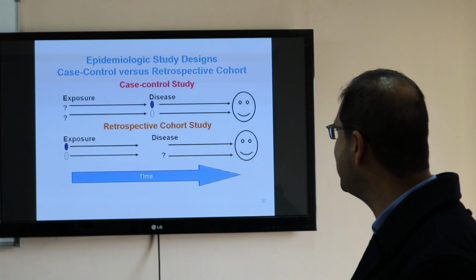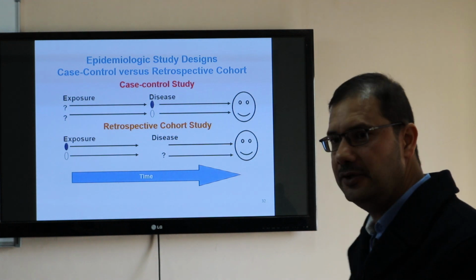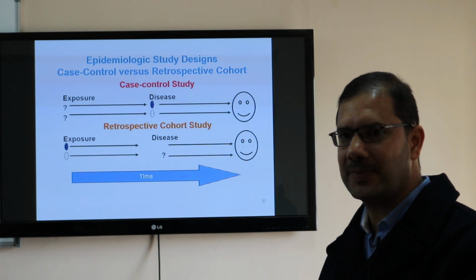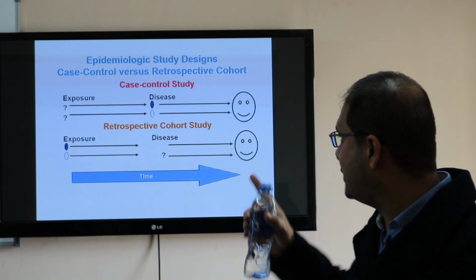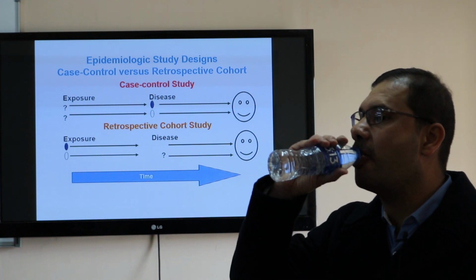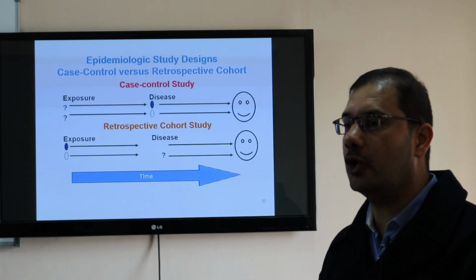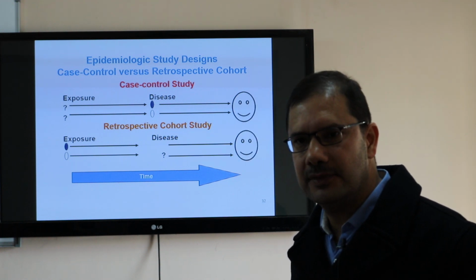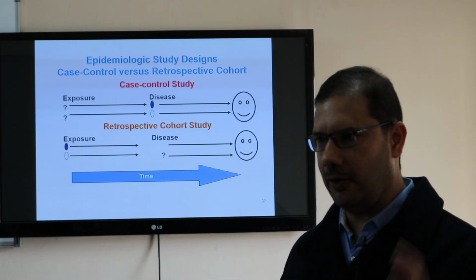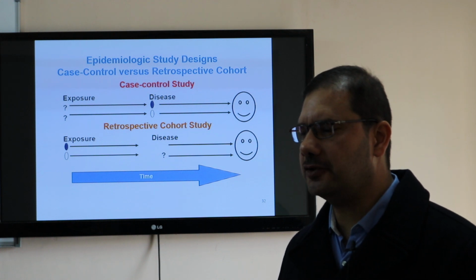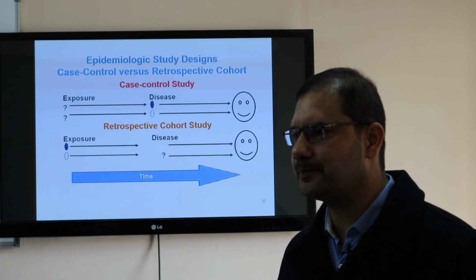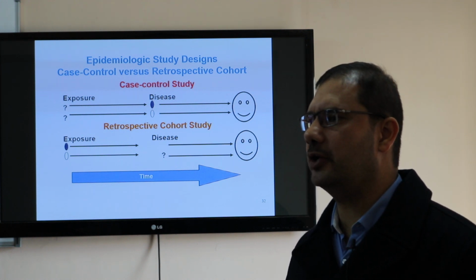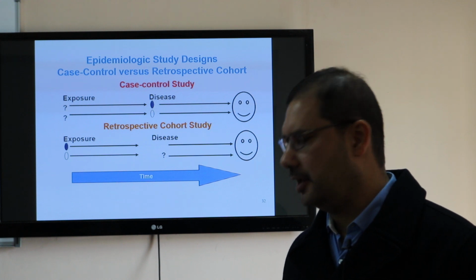So what is the difference between case control and retrospective cohort? Do you know the difference? It's in the design. Case control, we are looking for what? Disease: control, healthy. What about retrospective cohort? We are not looking for the disease. We are looking for the exposure.